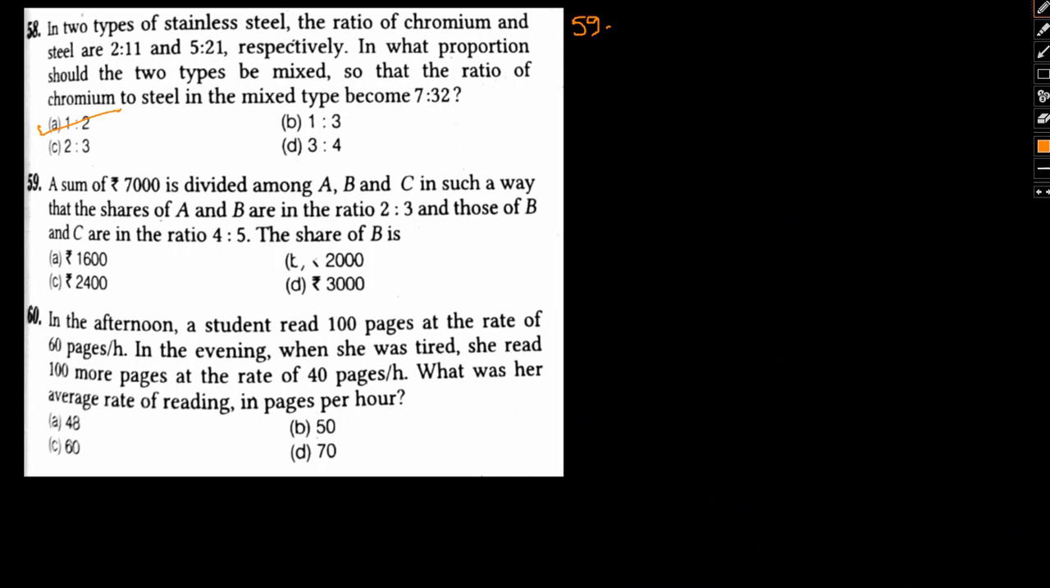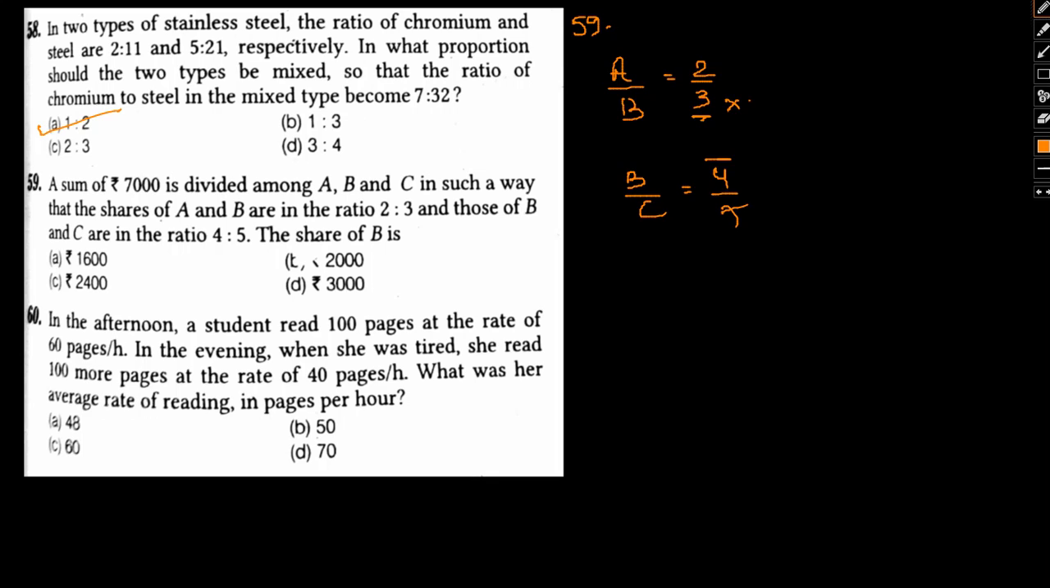Okay, a sum of rupees 7,000 is divided among A, B, C in such a way that A's share is to B's share as 2:3, and B's share to C's share is 4:5. Find B's share. So we are given A by B is 2/3, and B by C is 4/5.